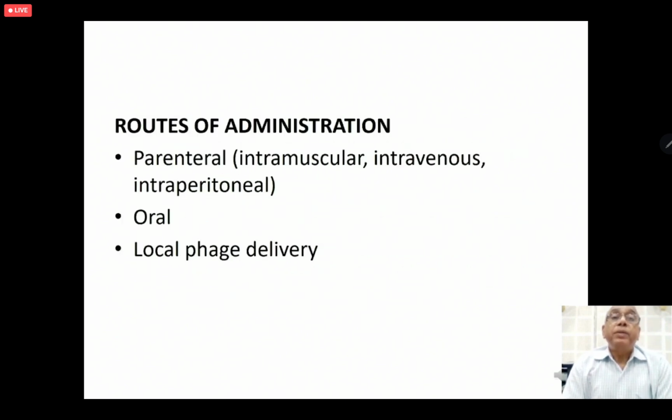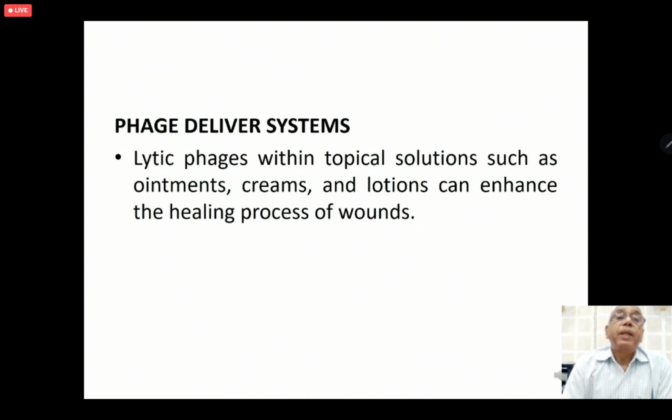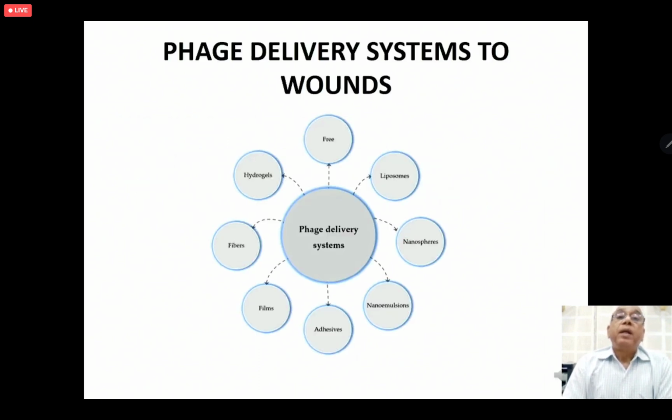What are the various routes of administration of phages? It can be parenteral, that is IM, intravenous or intraperitoneal, oral, or local phage delivery. Lytic phages within topical solutions such as ointments, creams, and lotions can enhance the healing process of wounds. The phage delivery systems can be of different types. As you can see in this slide, it can be hydrogel, or used with fibers, films, adhesins, nanospheres, liposomes, and so on.